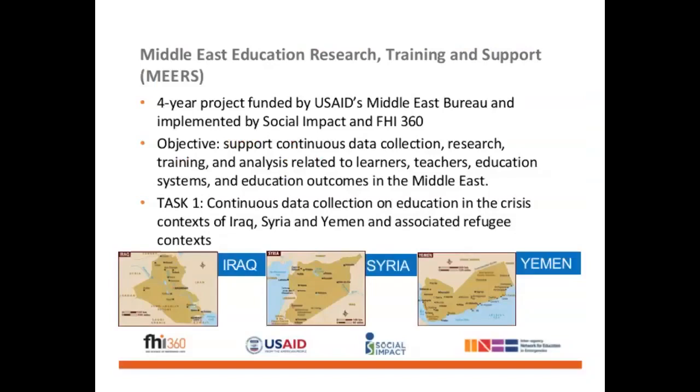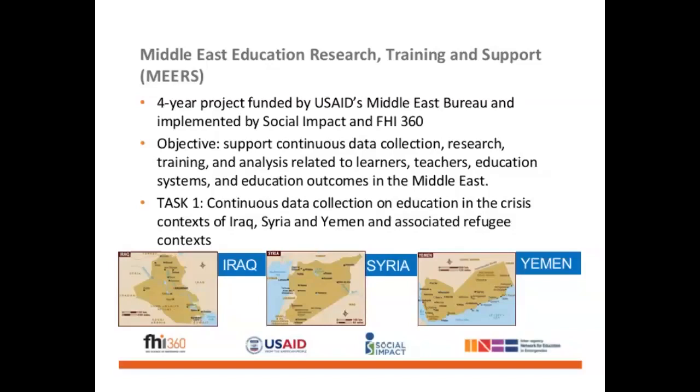MEERS is a 4-year project funded by the USAID Middle East Bureau, and it's implemented by Social Impact, which is the prime organization, and FHI 360, which is the sub-organization. And you'll have heard that those of us working on this webinar series are from FHI 360. So the objective of MEERS overall is to support continuous data collection, research, training, and analysis related to education, basically. So learners, teachers, education systems, and outcomes in the Middle East context.